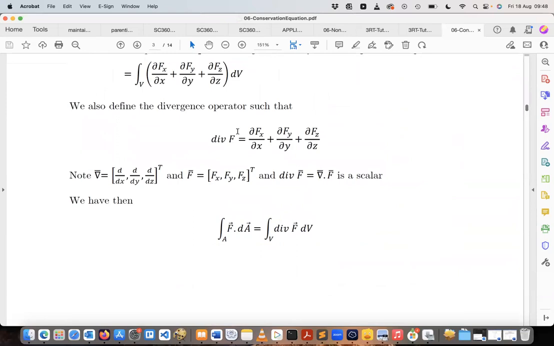So the divergence of a vector field is equal to the derivative of a vector field with respect to each spatial dimension. So it's in effect a derivative of a field, right? It's a high dimensional version of differentiating a high dimensional function.